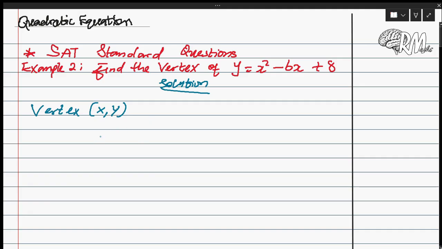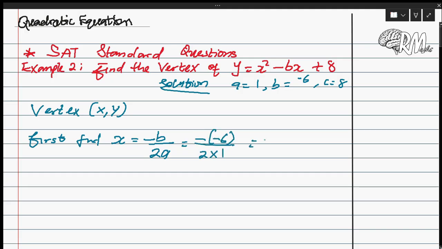But before then, I will have to first find x, which is equal to minus b over 2a. And from our question, we have a to be 1, b to be minus 6, and c to be 8. So I have it here as minus, then bracket minus 6 over 2 times 1. Then I have it as 6 divided by 2. Then finally I have 3. So I already found the x value. It's just left for me to find the y value.